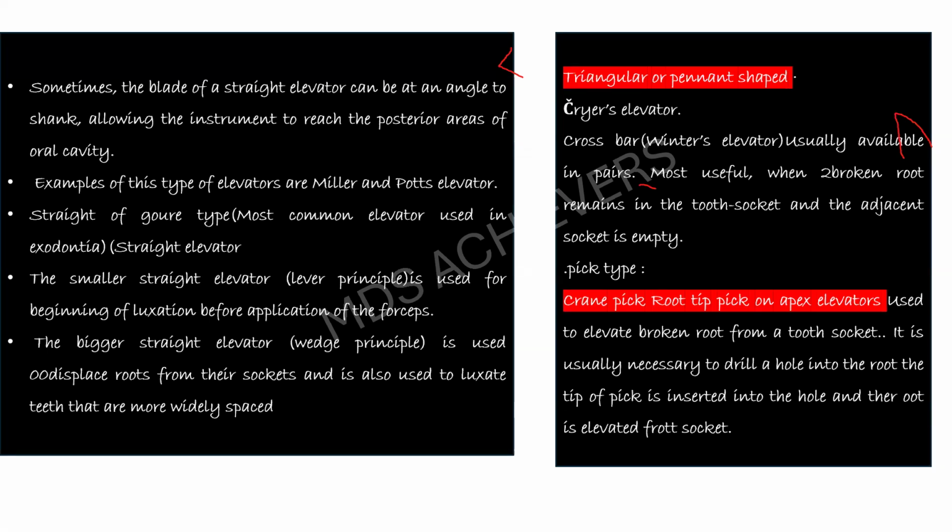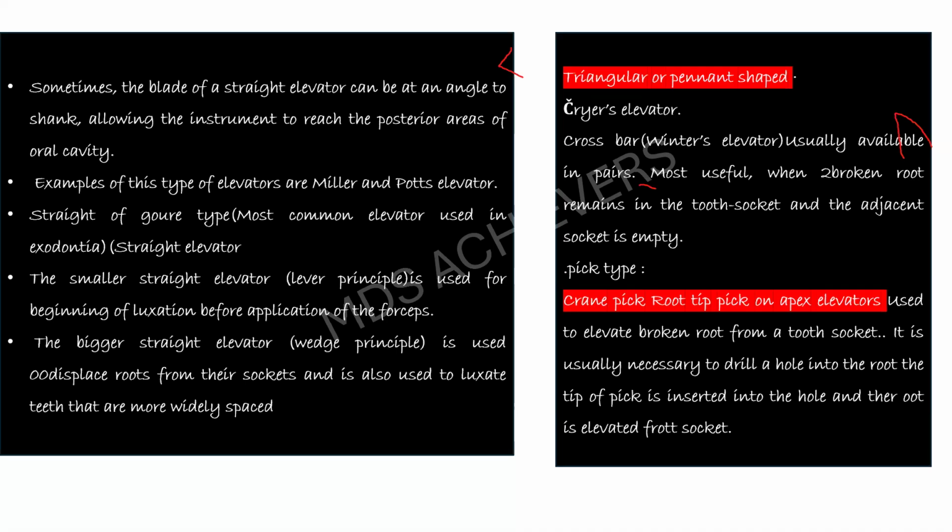Coming to the triangular or pennant shape, these are cryo elevators or crossbar elevators, usually available in pairs and most often used when two broken roots remain in the tooth socket and the adjacent socket is empty. Then there is the pick type: the crane pick or root pick on the apex elevators is used to elevate the broken root from a tooth socket.